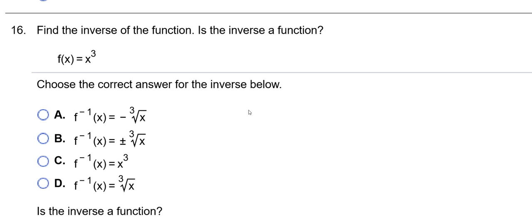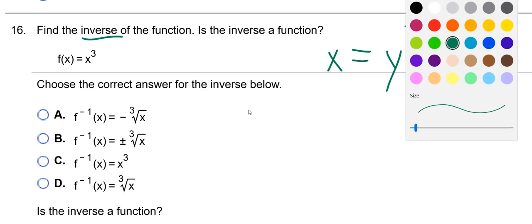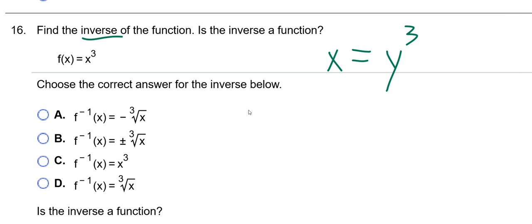All right, what do we do with x and y? We're finding an inverse. What do we do with x and y? Switch them, right? So we have x equals y cubed. Only one thing left to do. How do we get y by itself? A cube root, right? Pick the answer which is correct. D.